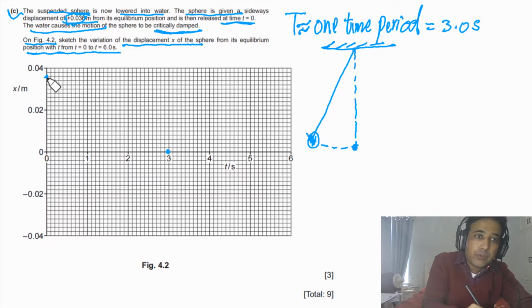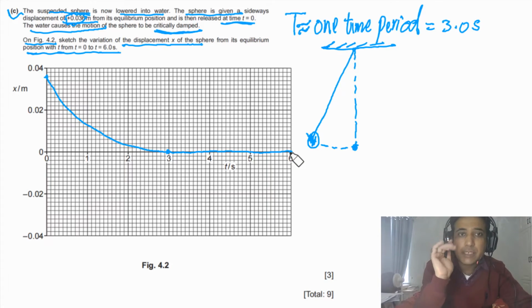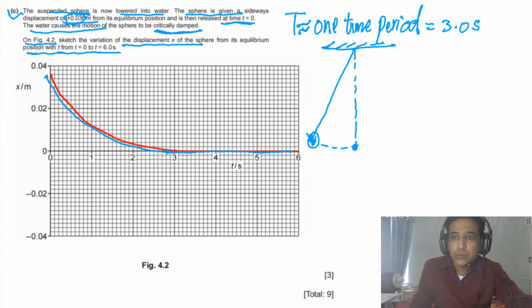So simply we need to sketch this with a decreasing gradient. So this is how you can sketch. After that, it will just stay here at equilibrium, so it has to be a horizontal line until here. So this is how you need to sketch. Let me show you a better one. This one is a bit better. So this is how you need to sketch, and this is what the question was asking us.